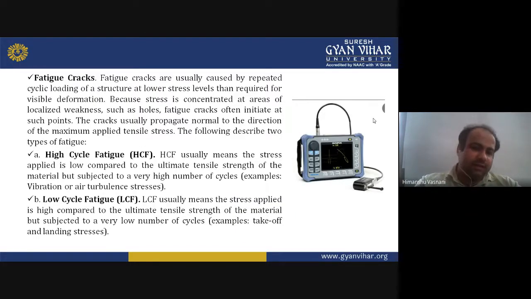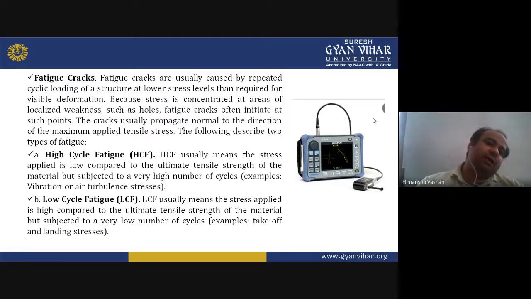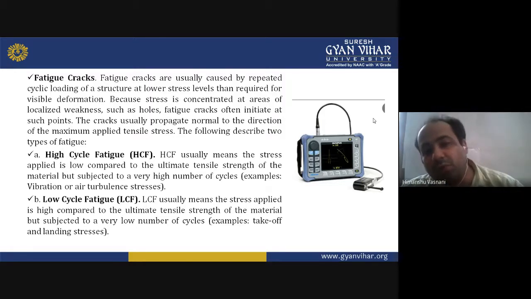Now the fatigue cracks. Let's discuss all these cracks that are found. Fatigue cracks are usually caused by repeated cyclic loading of a structure at lower stress levels than required for visible deformation.